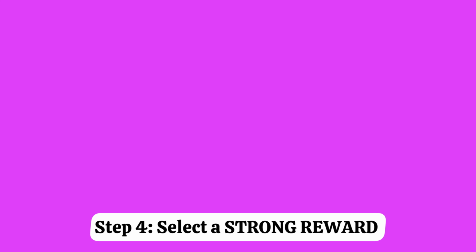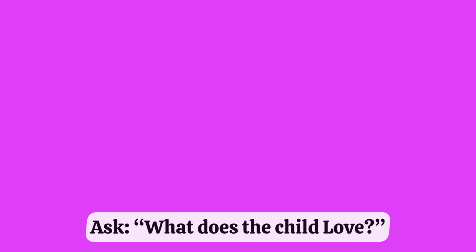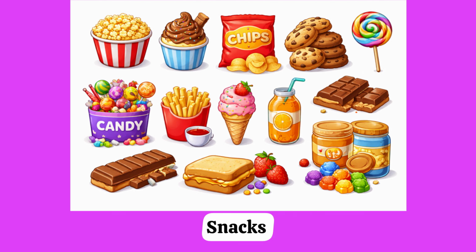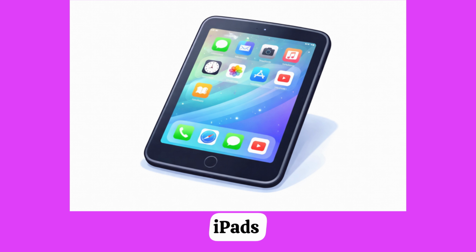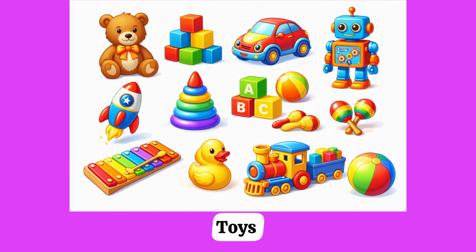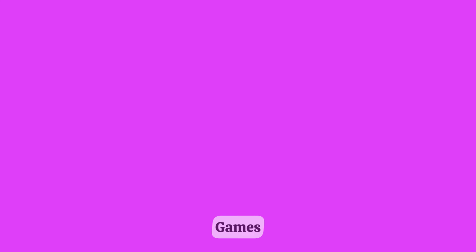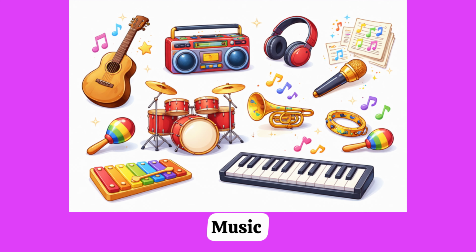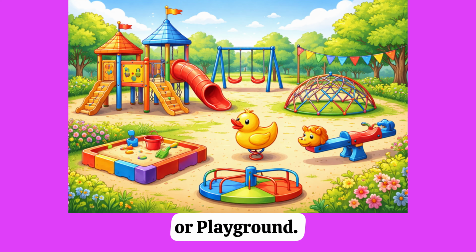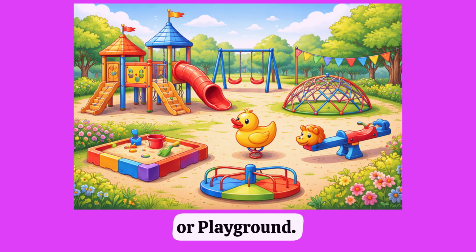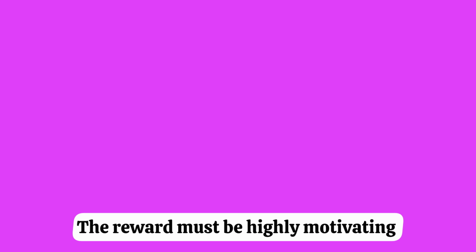Step 4. Select a strong reward. This is very important. Ask, what does the child love? Examples: snacks, iPads, toys, games, music, or playground. The reward must be highly motivating.